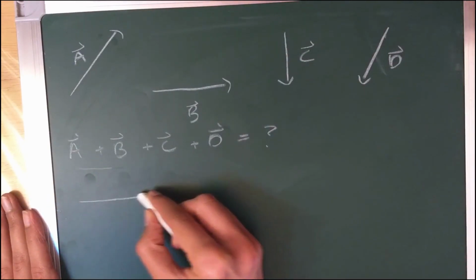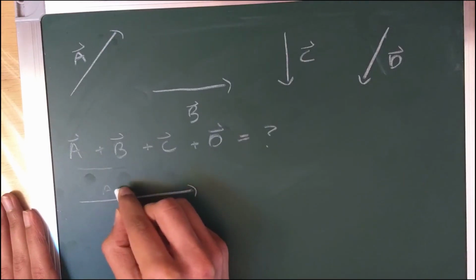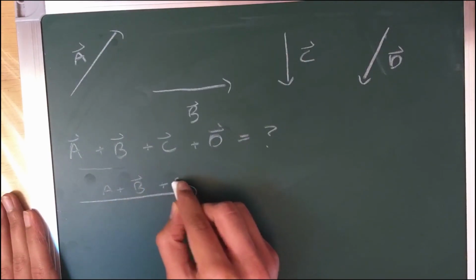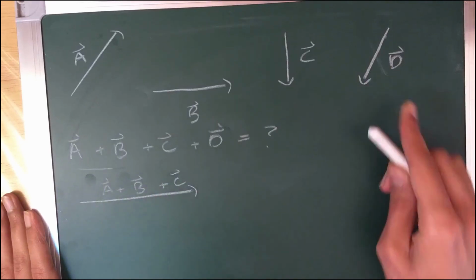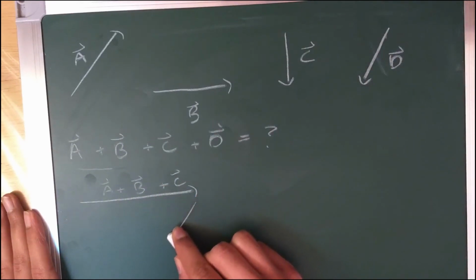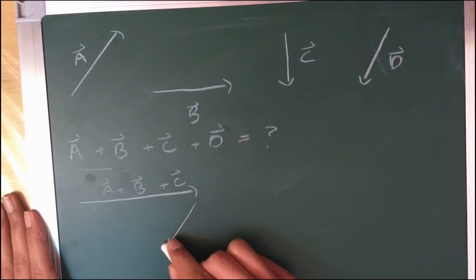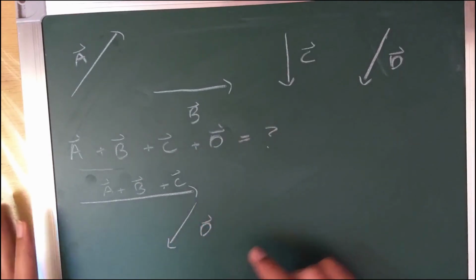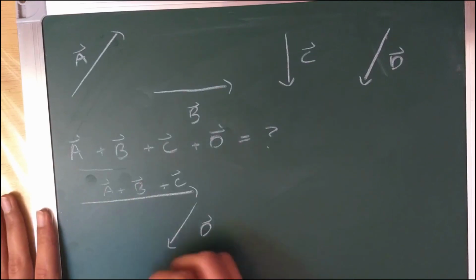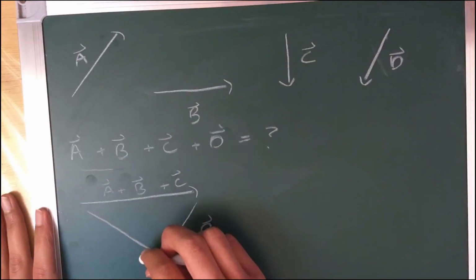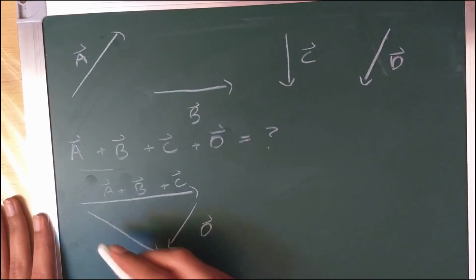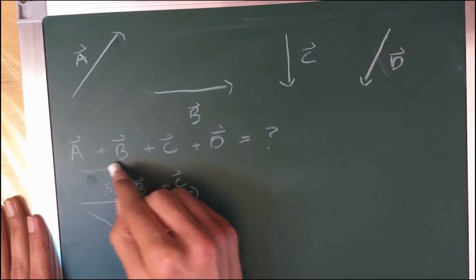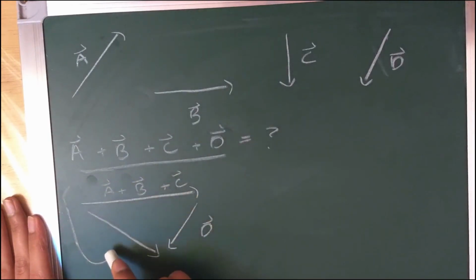Okay, so we had that A plus B plus C. It looks something like that. And now let's bring in D. D looks something like this. And so here you see I brought the tail of D to the tip of A. I see a tail and a tip, and I connect them together. And there we go. This is our answer for A plus B plus C plus D.